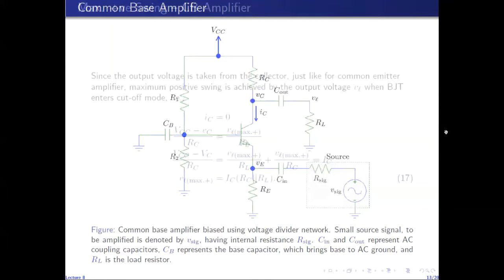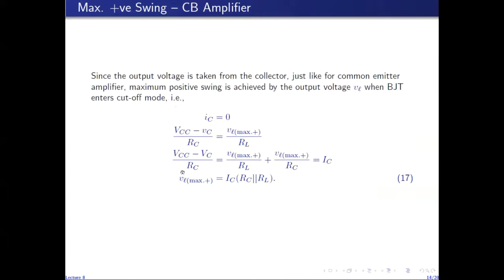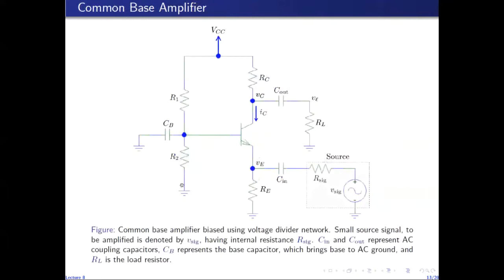So we observe that the maximum positive swing of the output voltage is again given by the same expression. Why? Because again you can do the same analysis. As VL swings in the positive direction, the AC component of the collector voltage, which is equal to VL, also swings in the positive direction. So this increases the total voltage VC, which in turn decreases the drop across RC, which in turn decreases the current through RC. So current through RC is decreasing, current through RL is increasing because VL is increasing in the positive direction. This decreases the total current IC because IC is equal to this current minus this current.